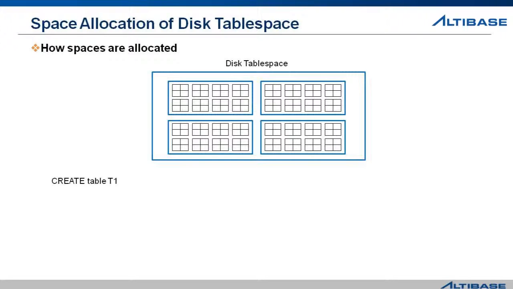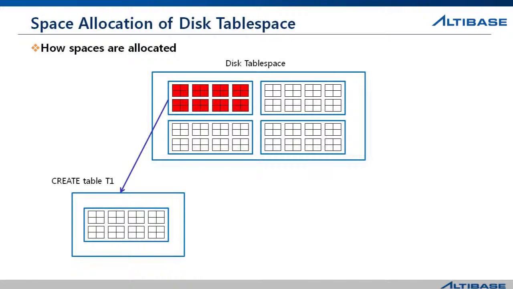Now let's create table T1. Just like memory tablespace, this tablespace also allocates default free pages to the table when the table is created. But this allocates pages by unit of extent. So as you can see from the diagram, the free pages are given to T1 in extent unit, and also one extent from this tablespace is changed from free to use as well.